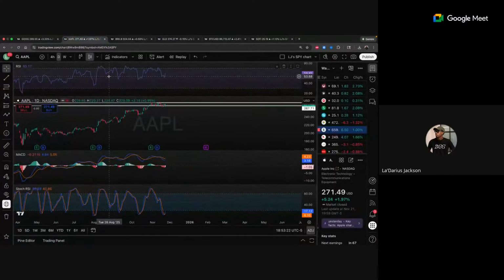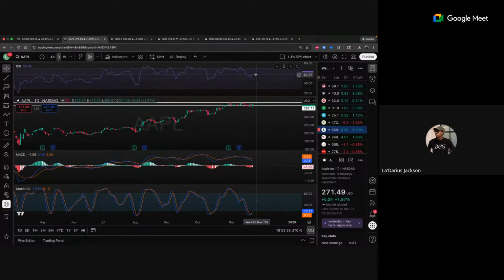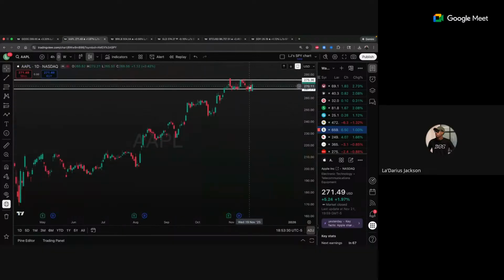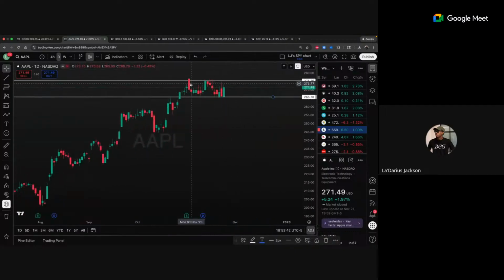All right, next stock, Apple. Reset my charts on Apple. RSI is about 59, which is nice. Apple has been testing this 275 range a lot. It's been trading in a tight range, honestly. Let me see. We count the bodies. You've got about 265 to 275 is what Apple has been testing.